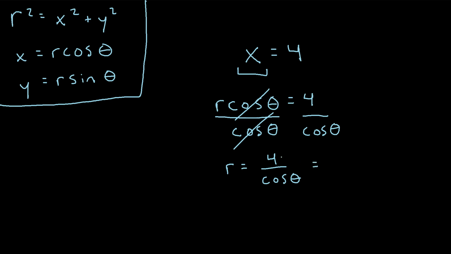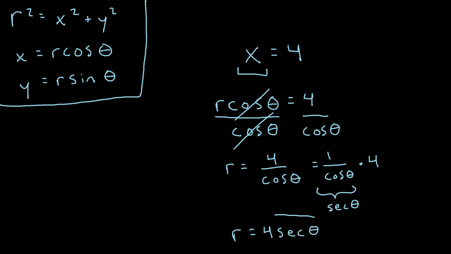So if we wrote this 4 over the cosine of theta as 1 over the cosine of theta times 4, we can see that this 1 over the cosine of theta, if you'll recall from trigonometry, is equal to the secant of theta. So really, this whole right-hand side can be written as the secant of theta times 4. So if we want, we can write our final answer as r is equal to 4 times the secant of theta. And that will be our final answer. That's how we could write this original x is equal to 4 rectangular equation in polar form instead.